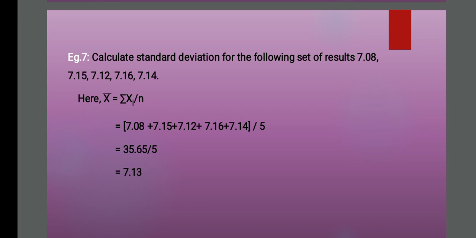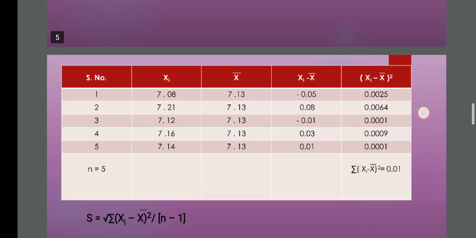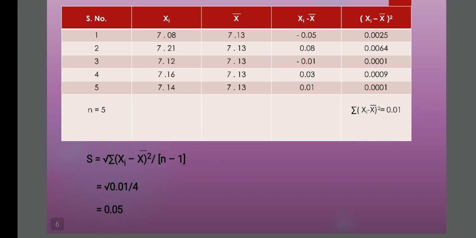To make the problem easier, you put a tabulation. First column is the serial number, then xi, the individual value, x bar is the mean value, then the difference between the individual value and the mean value, xi minus x bar, and last one is xi minus x bar the whole square. I'll repeat. The first column is the serial number 1, 2, 3, 4, 5. So the number of terms is n equal to 5. And xi is the individual value. 5 different values are given.